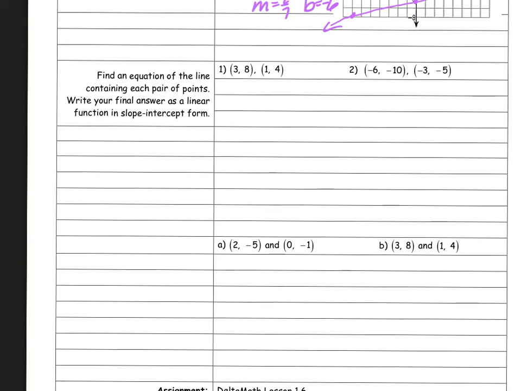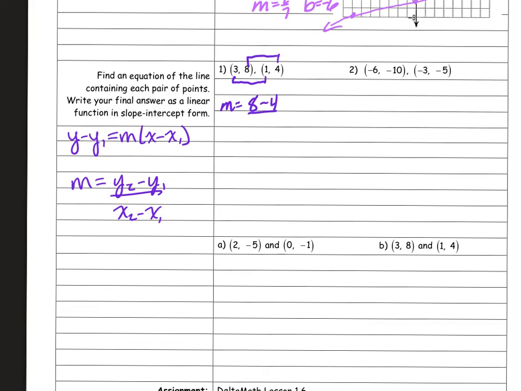So I'm going to write over here, I want to use point-slope form, which is y minus y1 equals m times x minus x1. But I have to know my slope. Well, how do I find my slope? Well, m equals y2 minus y1 over x2 minus x1. I subtract my y's and I subtract my x's and I get my slope. So m is going to equal 8 minus 4 over 3 minus 1, which is 4 over 2, or 2.